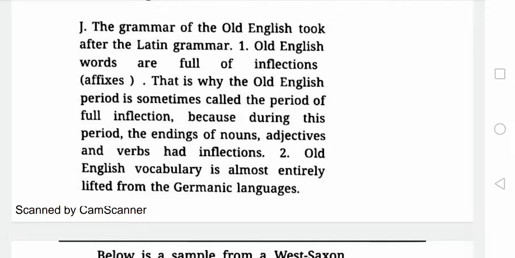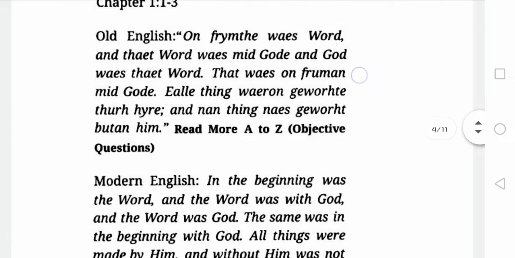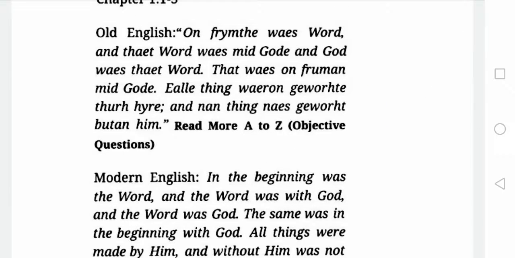After the Latin grammar was introduced, the Old English vocabulary was still entirely lifted from Germanic languages. So it's quite related to that. Talking about Old English, this was the way it was written: God was written GODE. So it was the case.